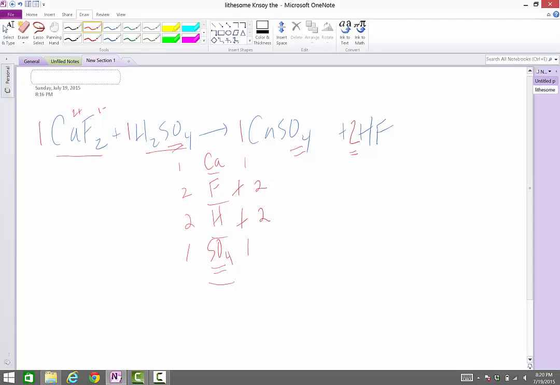Again, balance maybe your less common elements first, and go back and forth until you have the same number of atoms on both sides, always making sure you're changing the coefficients only, and always making sure you're distributing so that you know that you have the correct number on each. Okay, balancing chemical equations.